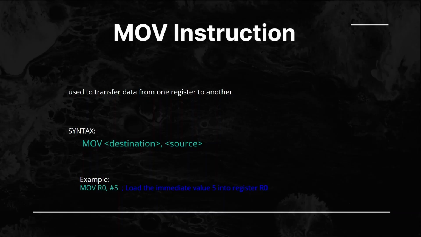Now let's talk about the move instruction. The move instruction in ARM assembly is used to transfer data from one register to another, or to load an immediate value into a register. It is one of the most basic and frequently used instructions in ARM assembly or any assembly language programming. The syntax for the move instruction is that first we use the move instruction and then the destination and the source. An example is as follows, where you are loading an immediate value 5 into register R0.